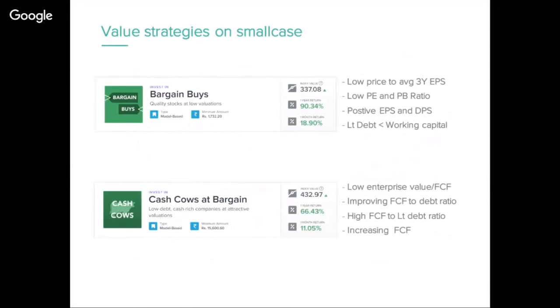This smallcase is one of the most popular smallcases on our platform because the minimum investment amount for it is also very low. It's close to 1700, and it has generated an awesome return of 90% in the last 1 year.